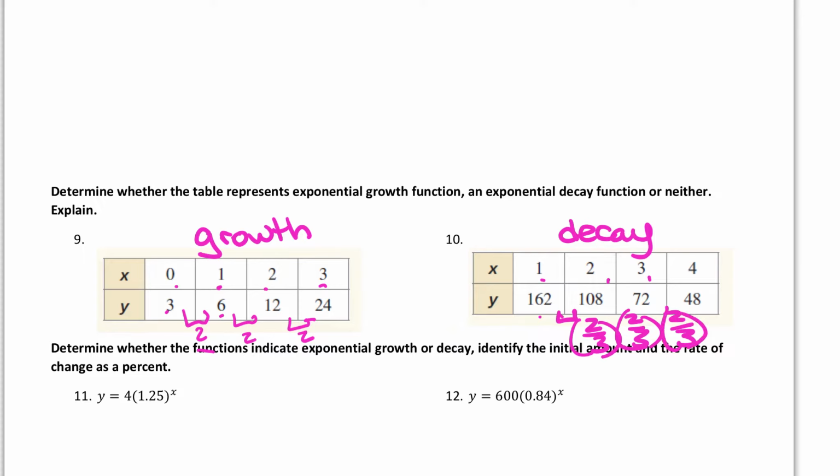The next part is determine whether the functions indicate a growth or decay and identify the initial amount and the rate of change as a percent. So number 11 is a growth, and it's growth because the number in the parentheses is greater than 1.